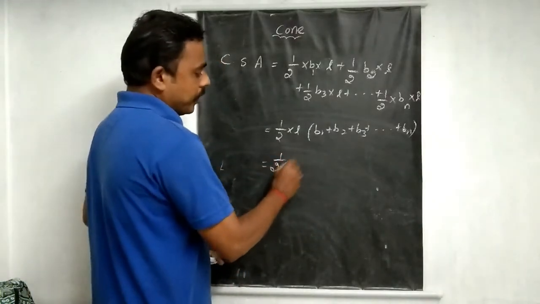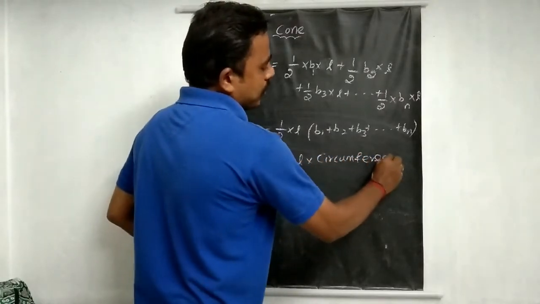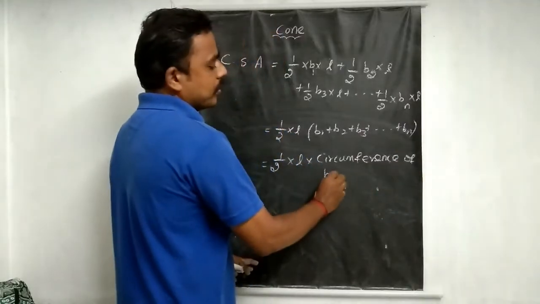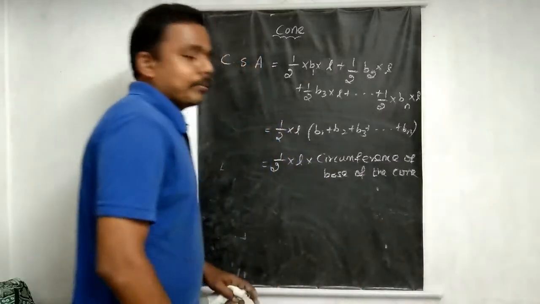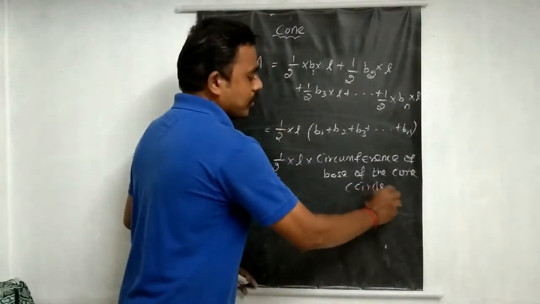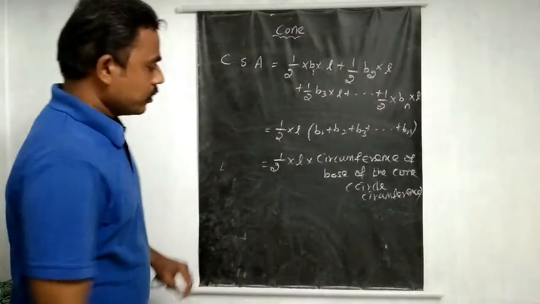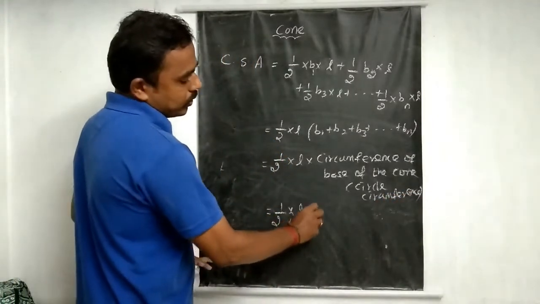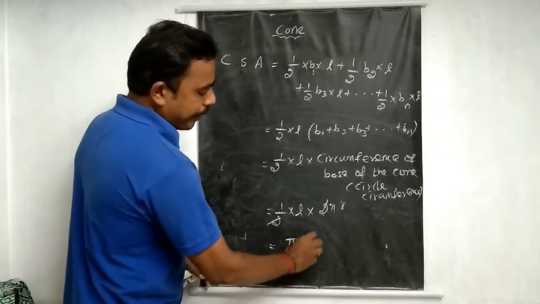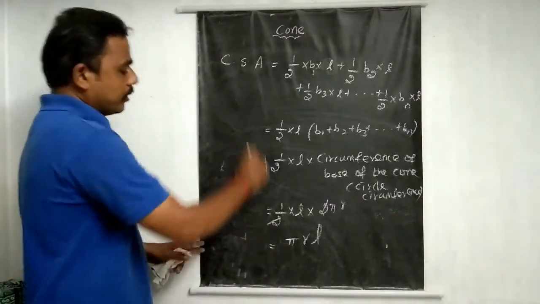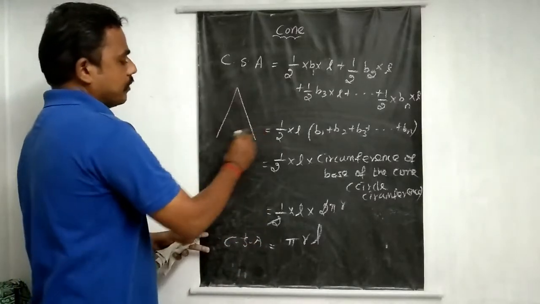So 1 by 2 into L into the sum of the bases is nothing but the circle circumference. That is 1 by 2 into L into circumference 2 pi r. You can cancel this 2. So after that we can write pi r L. So this is the curved surface area of the cone. This is the curved surface area of the cone.